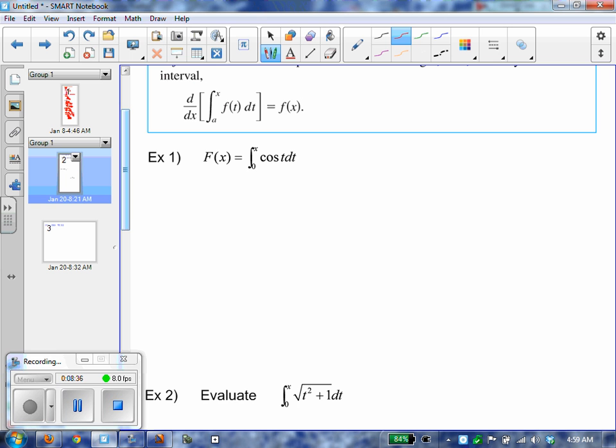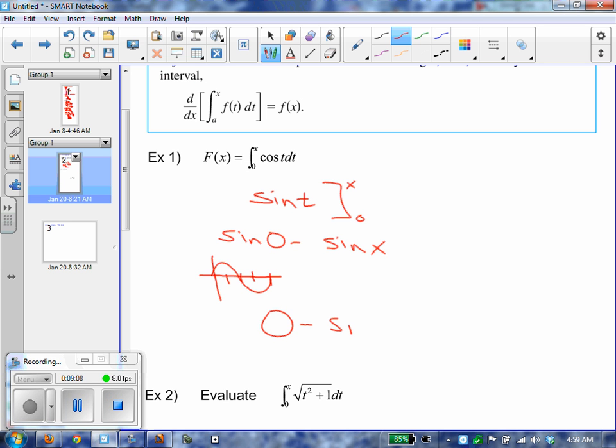What do I do here? What do you take the derivative of to get cosine? No, regular sine. So sine of t, and then I got to evaluate that from 0 to x. So we plug in the 0, so I'm going to have sine of 0 minus sine of x. What is sine of 0? 0. So 0 minus sine of x is negative sine of x.